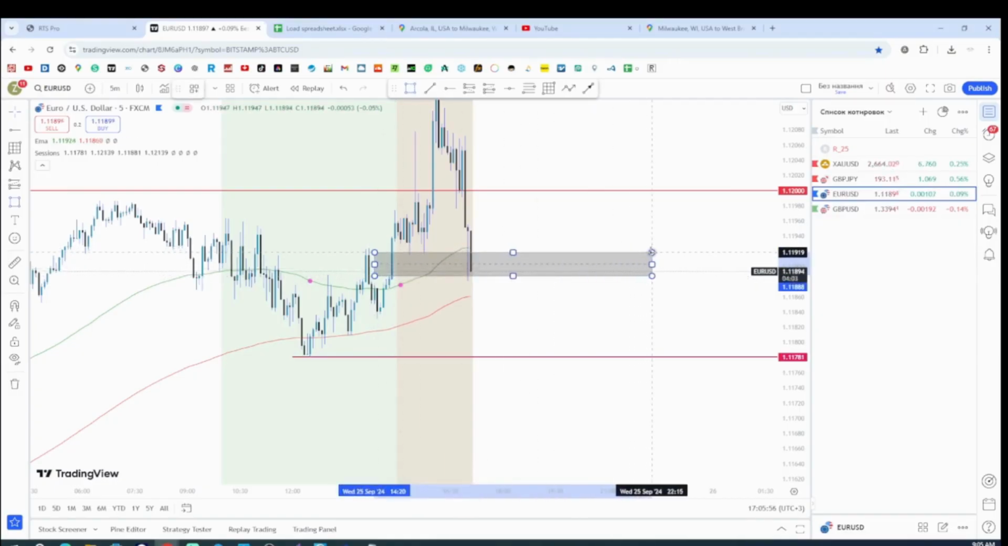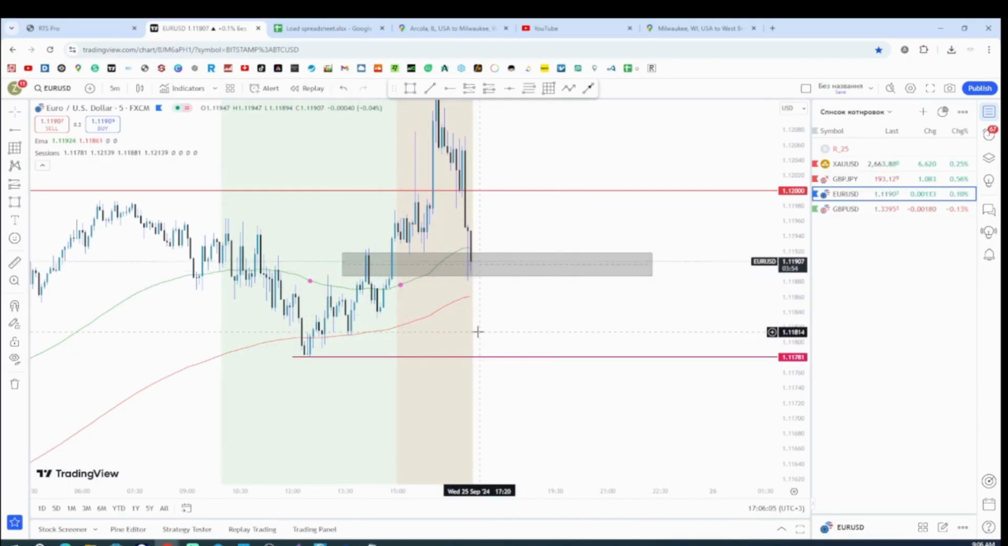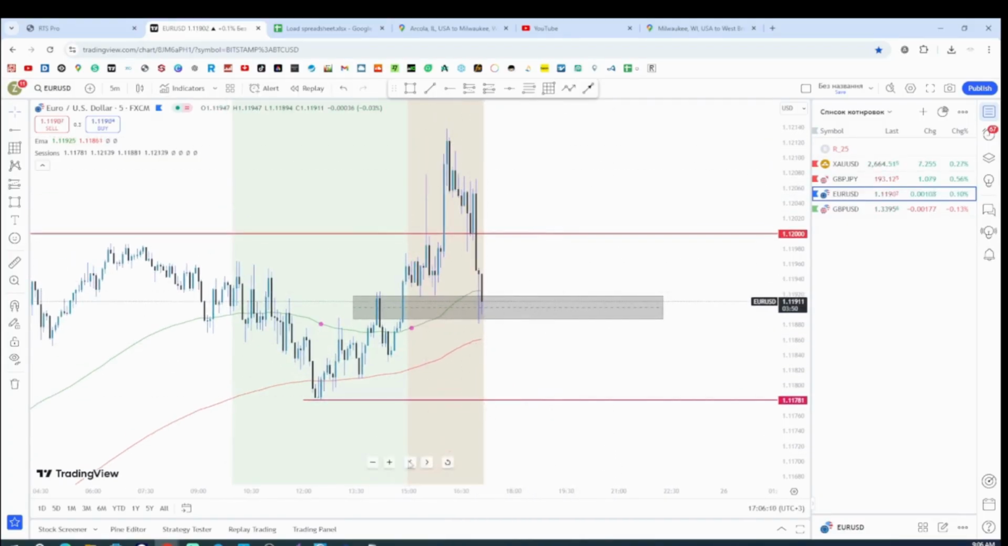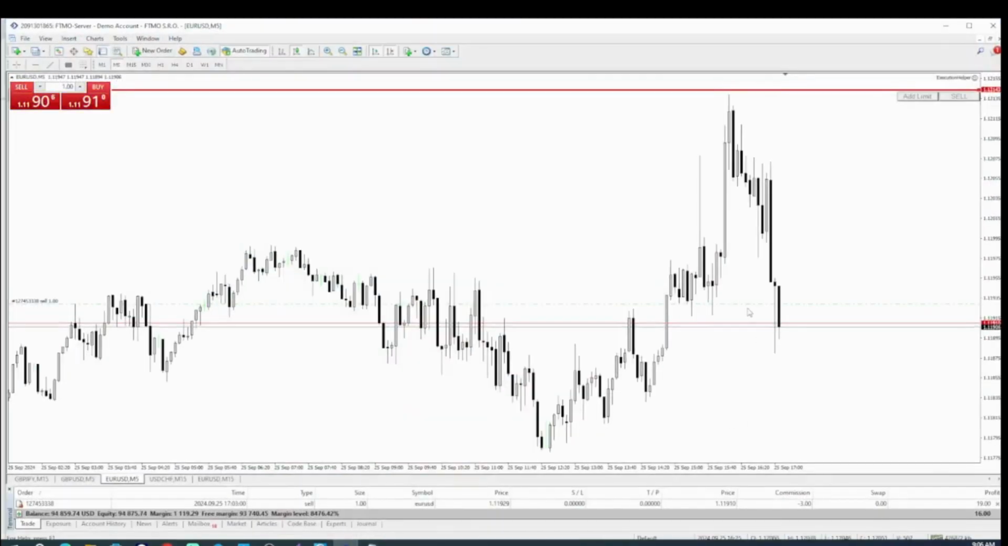Today we're gonna hit with the ICT concept, guys. So basically what I decided to do is to take a trade towards ICT traders. We will see how everything ends up, but I already took a short right here.